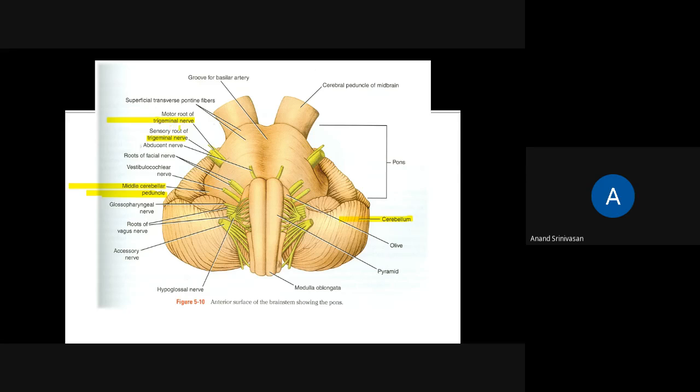emerges. Okay, the next nerves are between the pons and the medulla, that is the pontomedullary junction. In the pontomedullary junction, here you can see a nerve, here another nerve. This nerve is the abducent nerve, the sixth cranial nerve, and here you can see the facial nerve, which is the seventh cranial nerve, and this one is the eighth cranial nerve, the vestibulocochlear nerve. So these are the things which you need to know in the case of the pons.